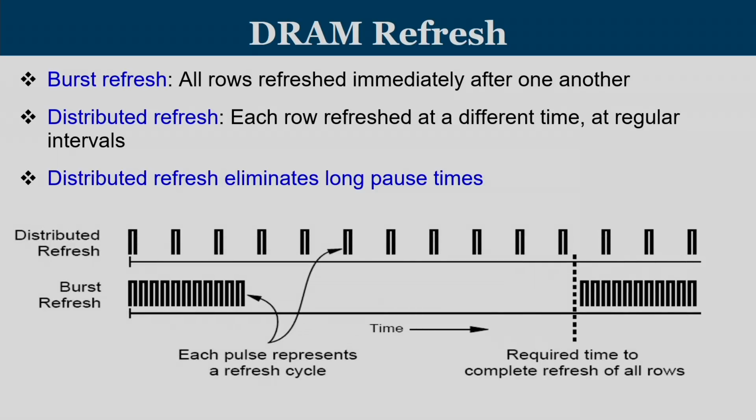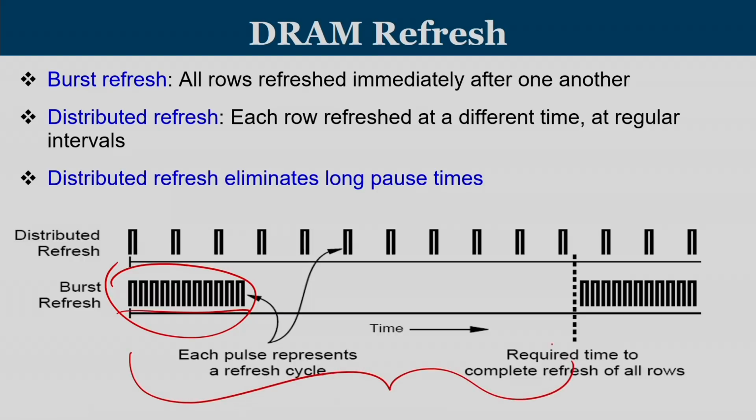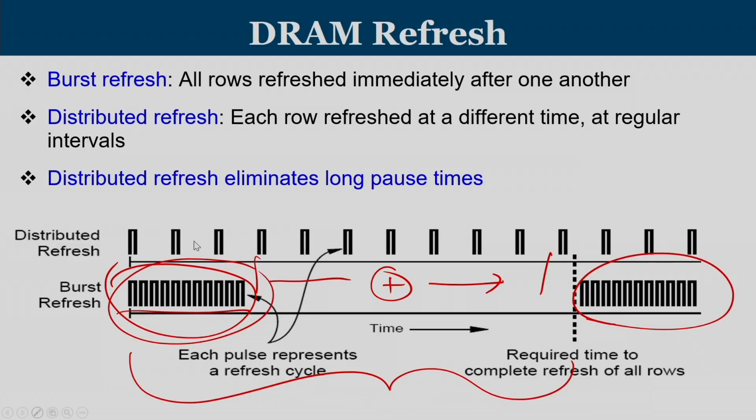So you can see from this graph, if it is a burst request, let's say these are the rows, each row is refreshed, and this much is the time by which the row has to be refreshed again. So during this time, from this point to this point, DRAM is available. Once the time period is over, you have to refresh all the rows again. So you have a burst of refreshing that happens.